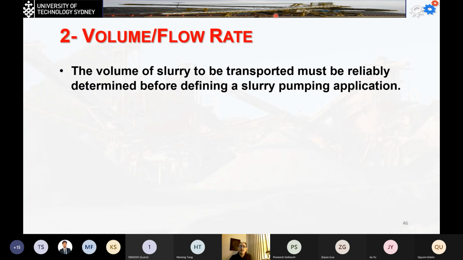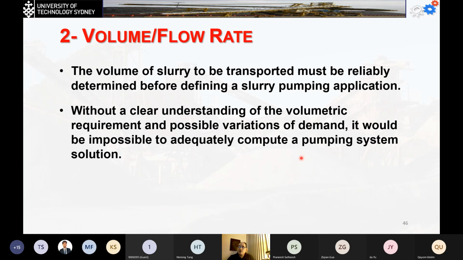Now we have an important calculation for the volume flow rate. Usually the volume of the slurry to be transported must be reliably determined before defining the slurry pumping application. So without a clear understanding of the volumetric requirement of the pumping, I cannot design or select the pump size and type.